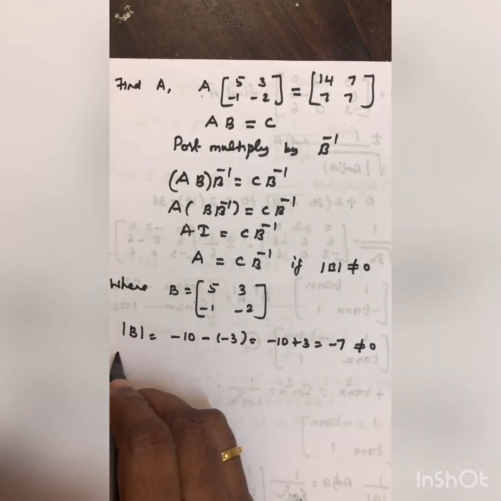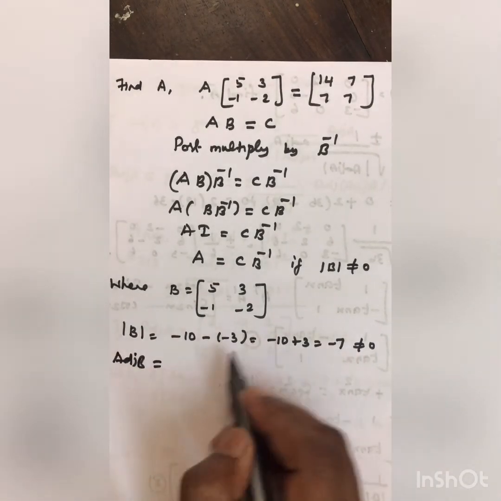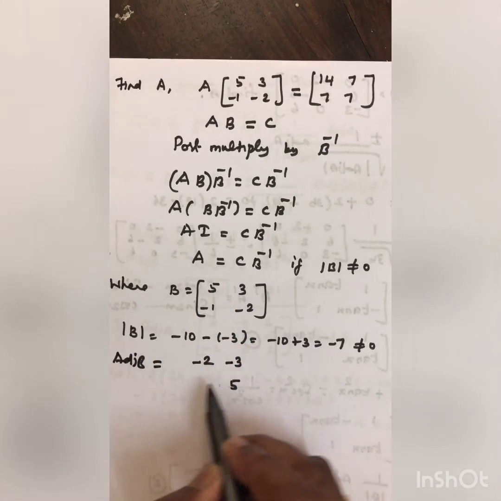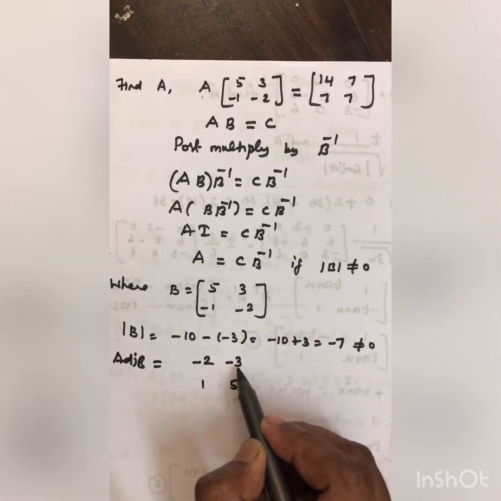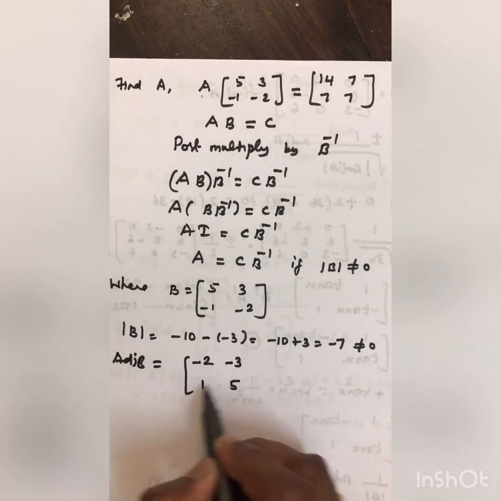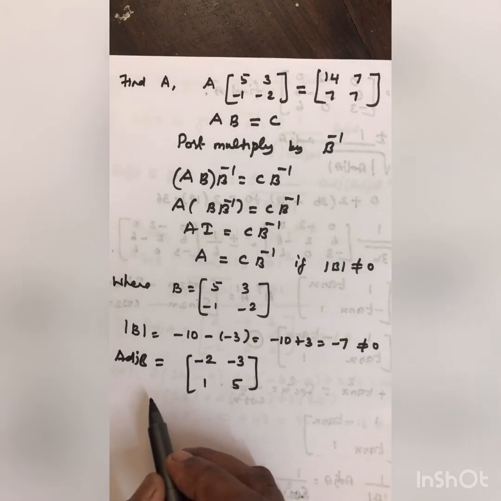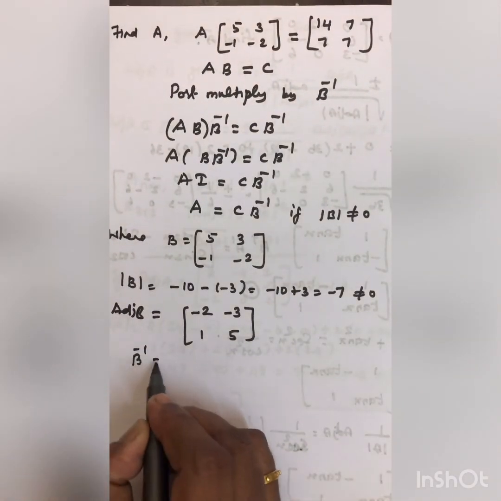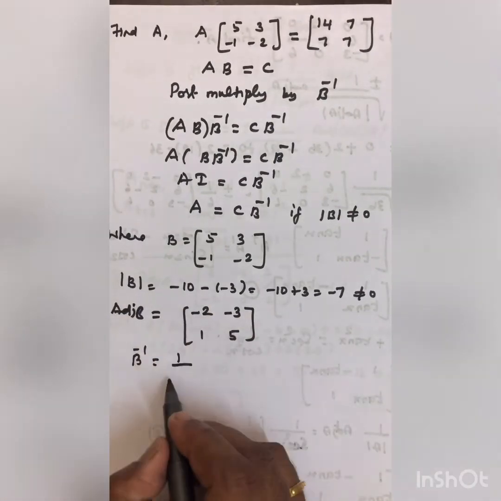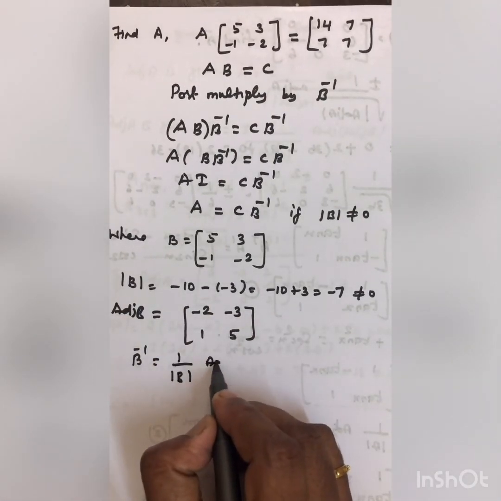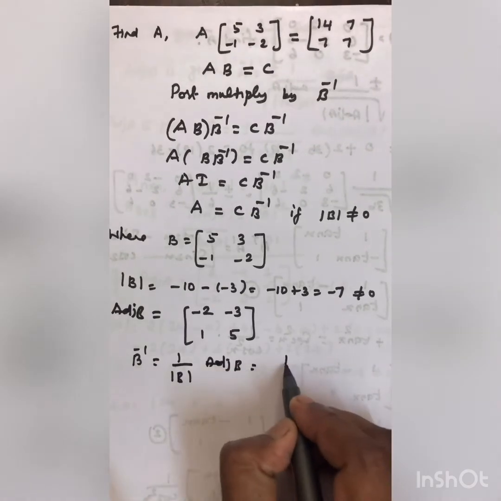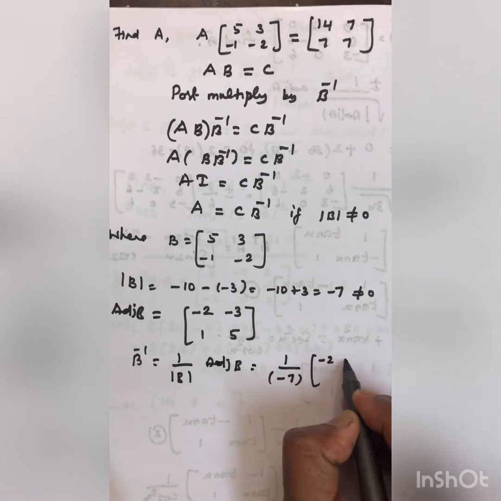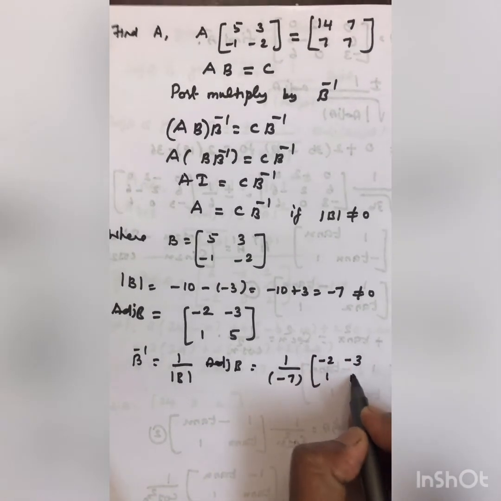So now we have to find out the adjoint of B. Interchange the main diagonal. Change the sign of the minor diagonal. Plus 3 will become minus 3. Minus 1 becomes plus 1. So we got the adjoint of B. Now what will be B inverse? B inverse is 1 by determinant of B into adjoint of B. So 1 by minus 7, adjoint of B is minus 2, minus 3, 1, 5.